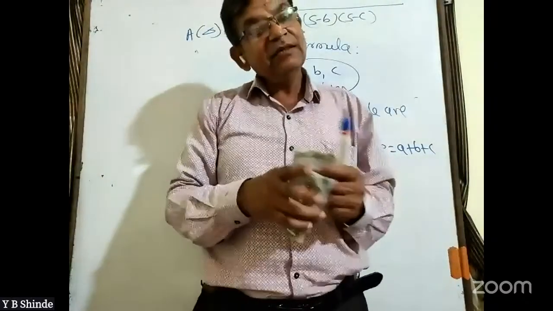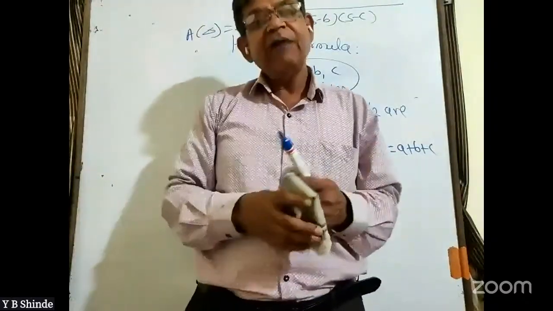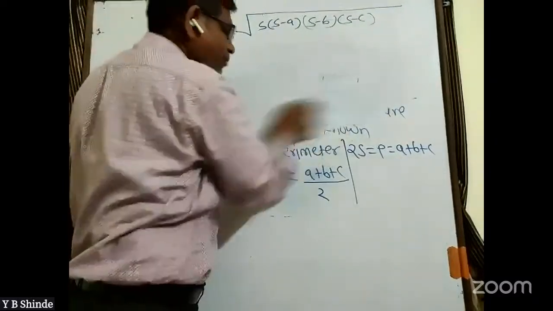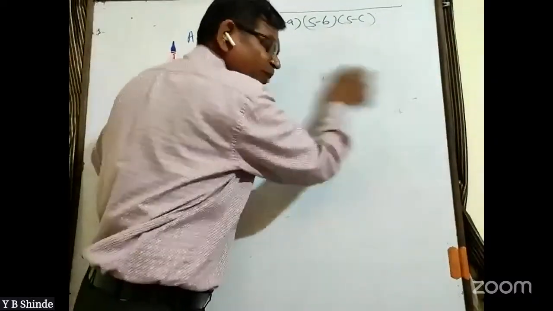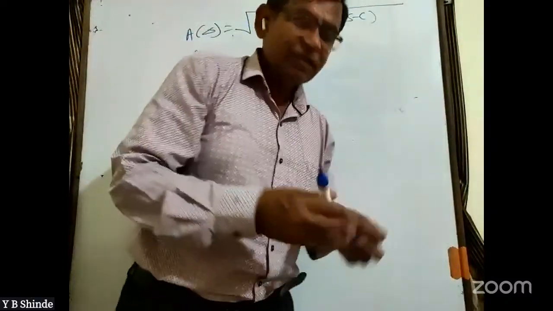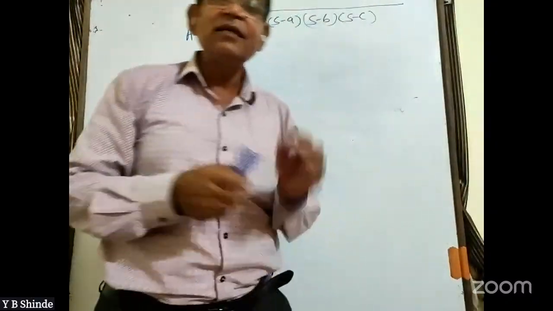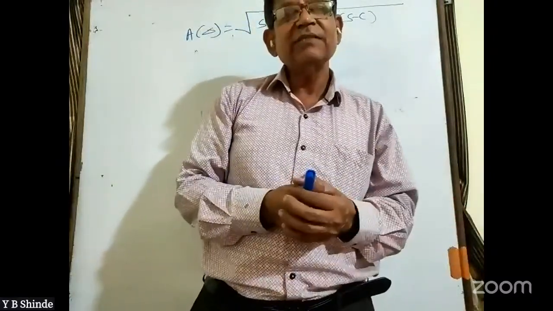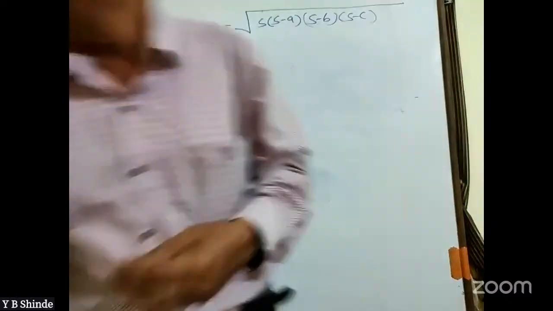For that reason, let's have one problem here using Heron's formula. Find the area of triangle. Basic thing: if you know base and height, you can find the area of triangle. If you know the triangle is equilateral, then you can find the area directly by root 3 by 4 into side square. But if you are given some other problem.